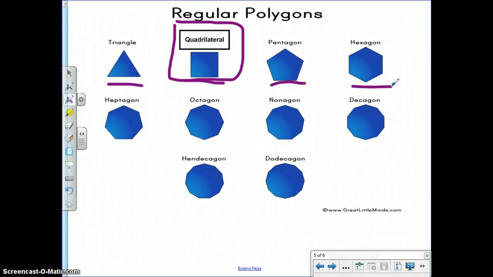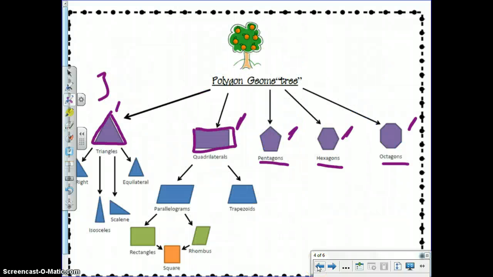Skip over the heptagon; it's not too common, and then we move over to the octagon. That's another very common figure. Think of a stop sign. But again, those 1, 2, 3, 4, 5. Those 5 that I underlined are really the most common polygons that you'll be very familiar with. That's why they're back here on this slide as well in our tree that you will see throughout the classroom.